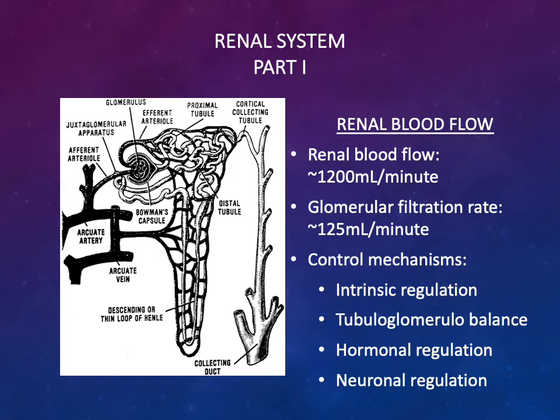Tubuloglomerular balance is a feedback loop that tells the GFR to speed up or slow down. Hormonal regulation results in angiotensin II, epi, and norepi affecting the afferent arteriolar tone. An increase in renal vascular resistance decreases renal blood flow. Neuronal regulation results in SNS reduction in renal blood flow, kind of a stress response.